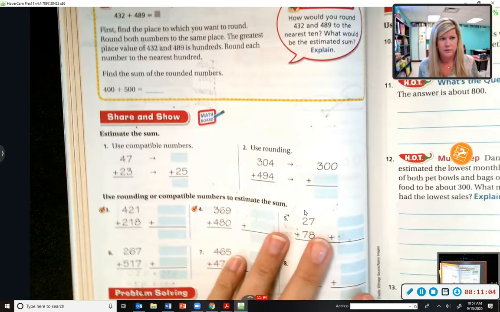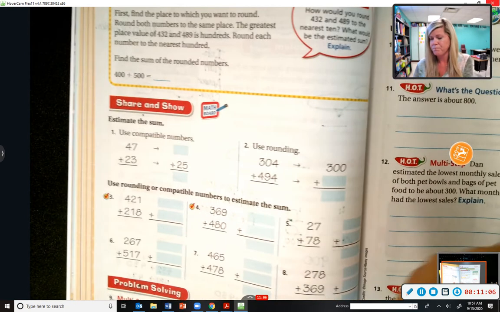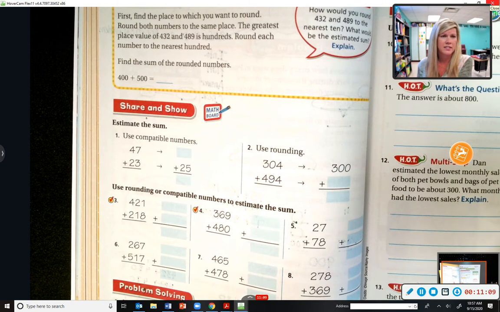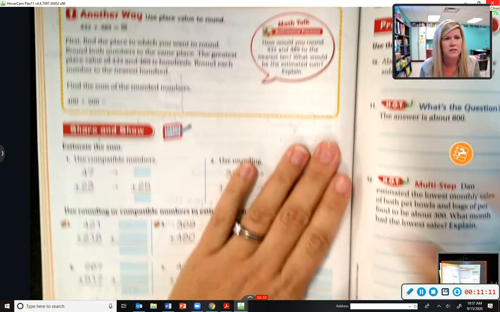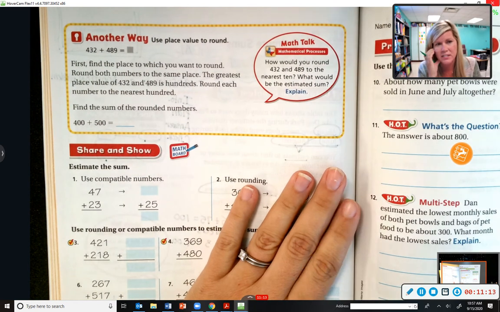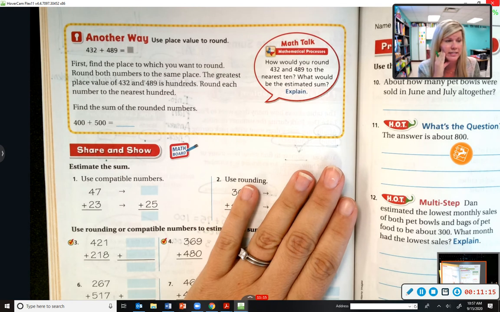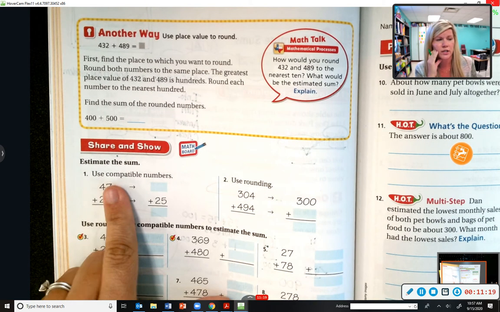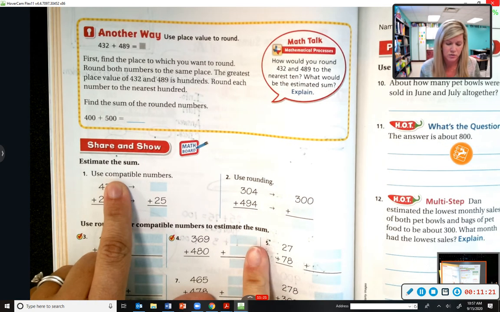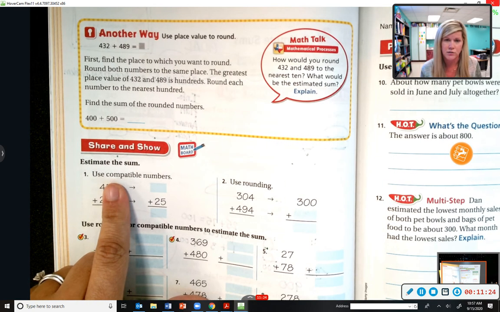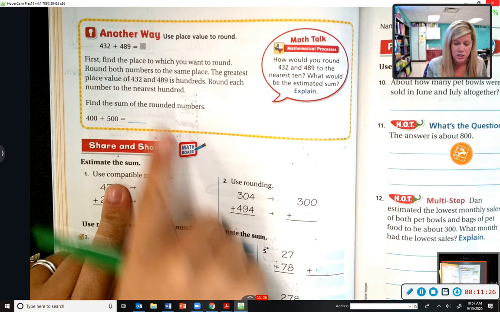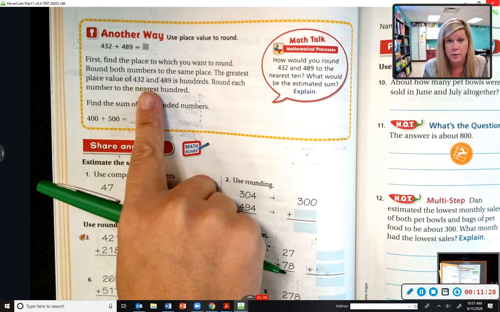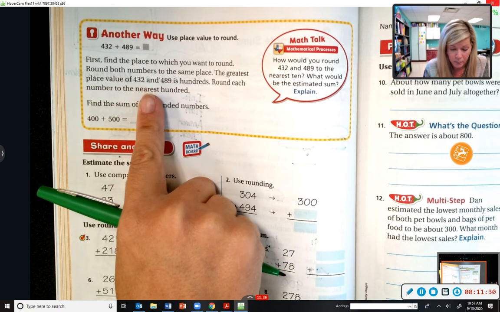Okay, now we're going to flip to the other page. And this is another way to estimate, and that is by using rounding, which we went over last week. Now, as you notice down here, when you get to the problems in your book, you're going to have to do both. You're going to have to know how to use compatible numbers and how to round. Okay? So rounding, remember those place value rules.